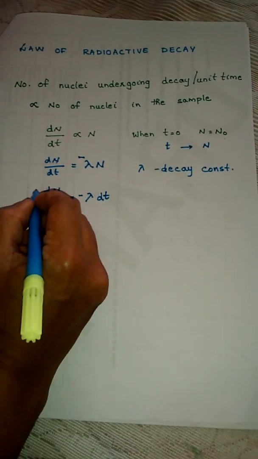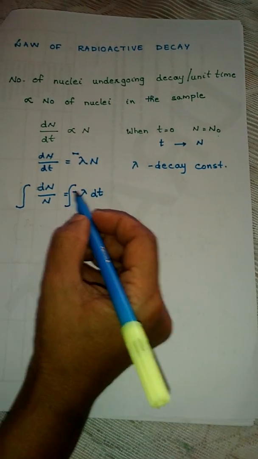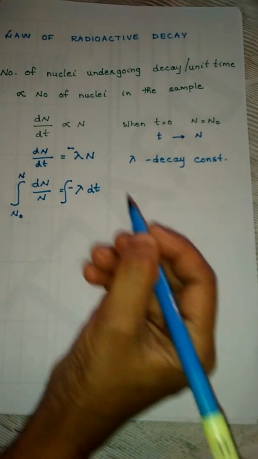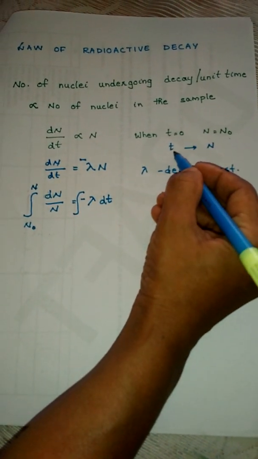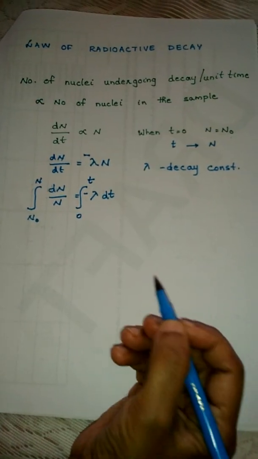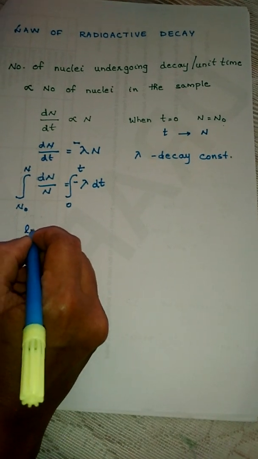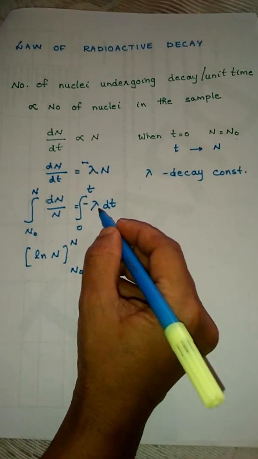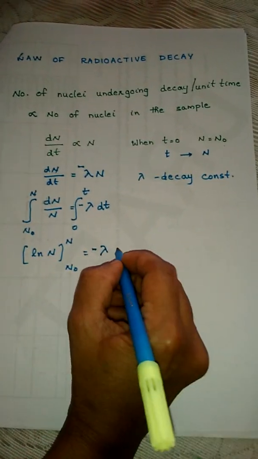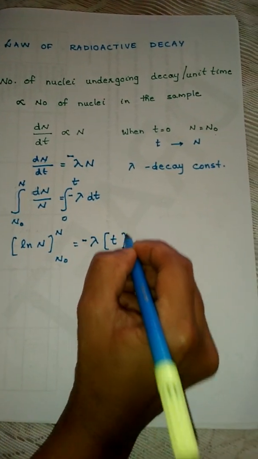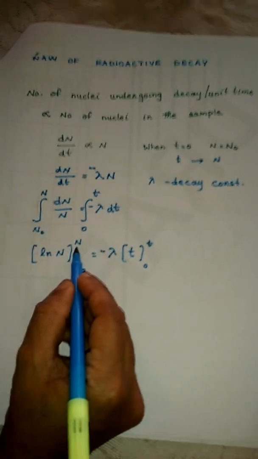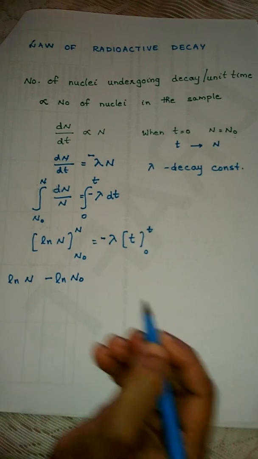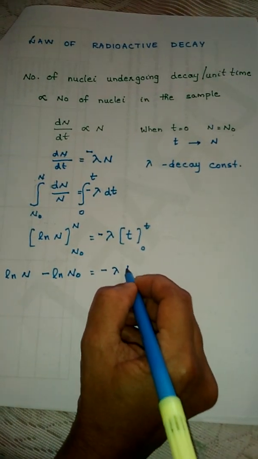Let us integrate. Integrating both sides, here the number, initial value is n0 and the final value is n. So the limit is from n0 to n. And here the time, the initial time 0 and the final time t, 0 to t. The integral of dn by n is natural logarithm of n, and the limit is from n0 to n, is equal to minus lambda, a constant, into the integral of dt, which is t, and the limit is from 0 to t. First let us apply the upper limit, then minus the lower limit. So this is log n minus log n0 is equal to minus lambda t minus 0.